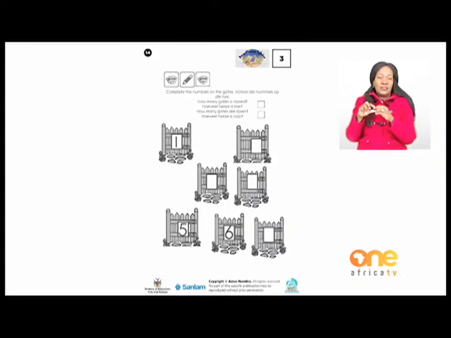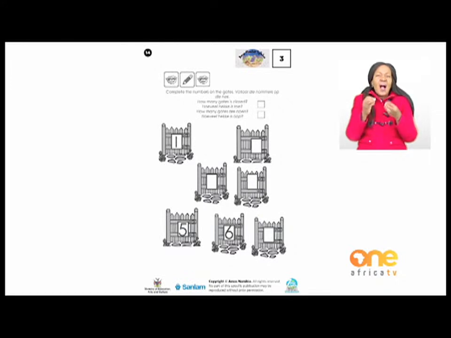Let's look at the bottom numbers on page 14. Gate number 5 has been numbered and gate number 6 has been numbered. Now let's look at what is the next number that comes after 6. Once you have done that completion of numbers, I would like you to go back to the top page once more. There are 2 more questions for you to complete.